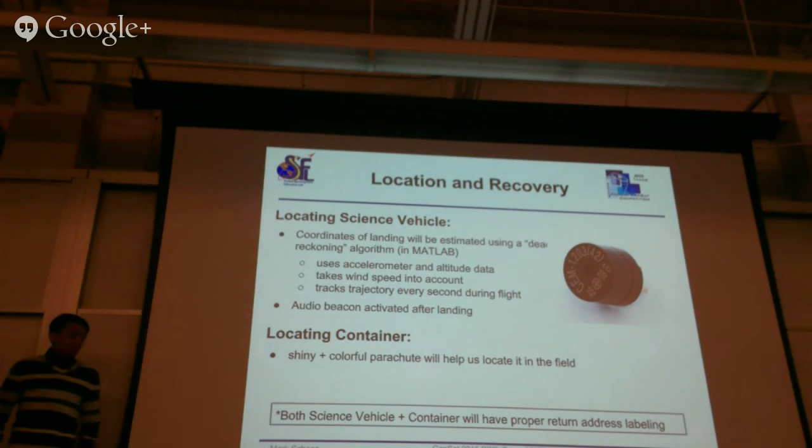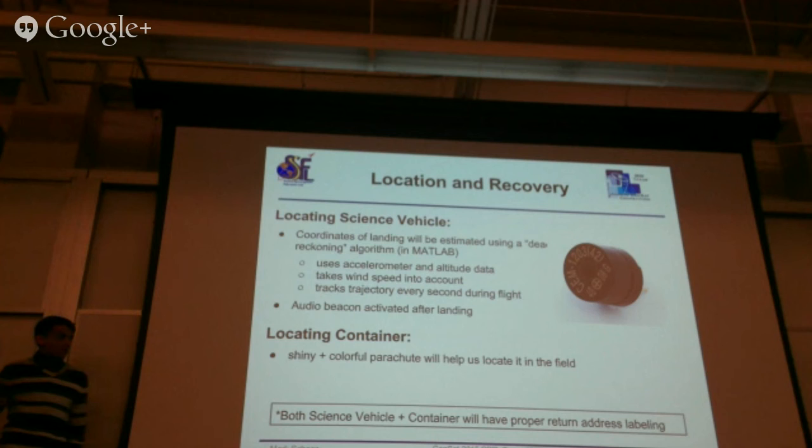We have a couple ideas for actually locating and recovering the CanSat. In terms of the science vehicle, we're right now considering writing some sort of software that will be able to track the trajectory of the CanSat throughout its flight. So we'd use all the IMU data as well as the altitude data, and we'd probably also have to take into account wind speed on the day of the flight. Then, of course, we have the speed around the CanSat.